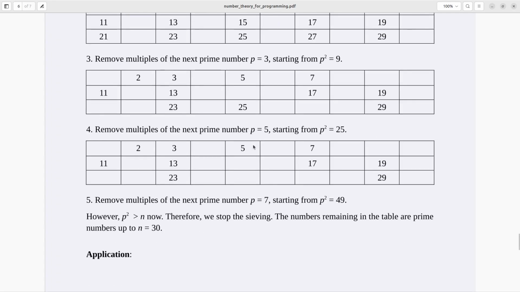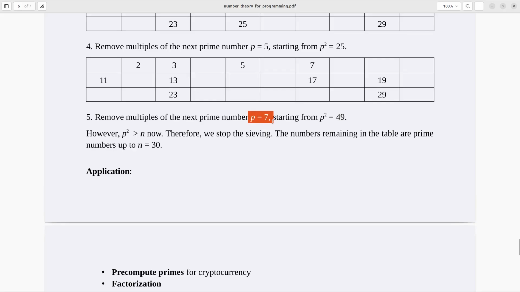Okay, and the next multiple to handle is the next prime number, which is p equals 5. So we start with p squared equals 25. So I just need to remove 25 because p squared plus 1p is 30, which is already removed. So I don't need to handle that removed number. And for another multiple to go, it is just p equals 7. And we need to start with p squared equals 49. But we know that p squared is now larger than 30. That's why we would just stop the sieving process. And the numbers remaining in the final step will just be the prime numbers up to 30.